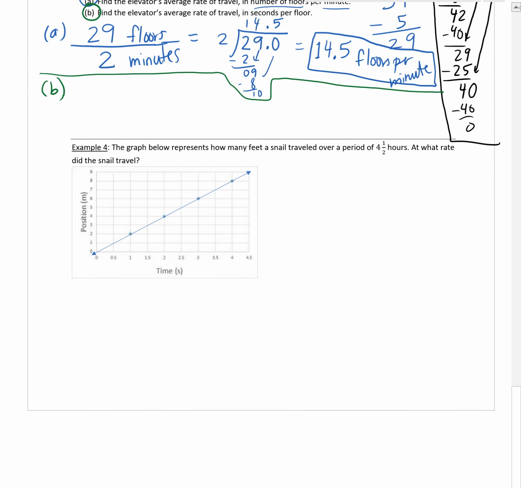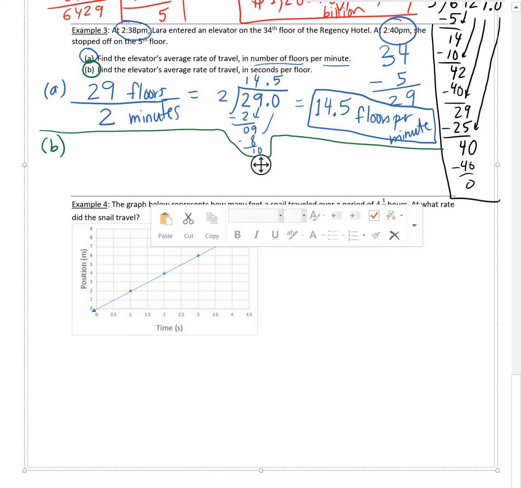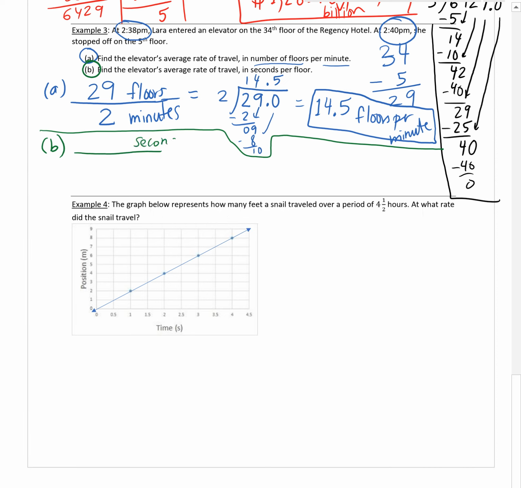Oh, hello. I gotta see the problem here. They said they want us to find the elevator's average rate of travel in seconds per floor. Okay. This time the first thing they mentioned is seconds. And then they mentioned floors later. So it must be, they want seconds on the numerator and floors on the denominator. Okay, well they didn't give us how many seconds, but I know that 2 minutes is 2 times 60, since there are 60 seconds in a minute. 2 times 60 is 120 seconds, right? So if you think about that off to the side, 2 minutes times 60 seconds, that's 120 seconds. Okay, and floors, we already knew that from the last part. 29 floors. So we got 120 seconds for every 29 floors.